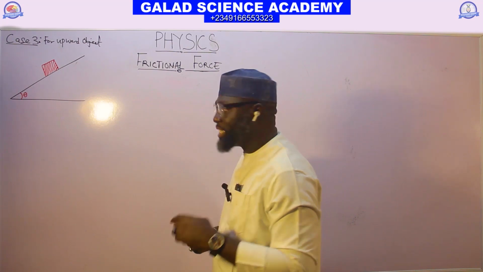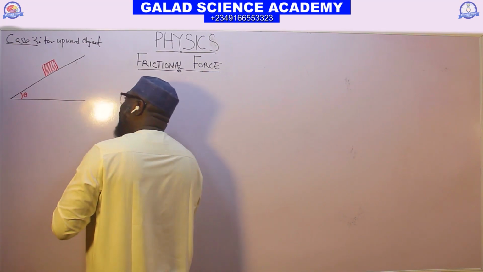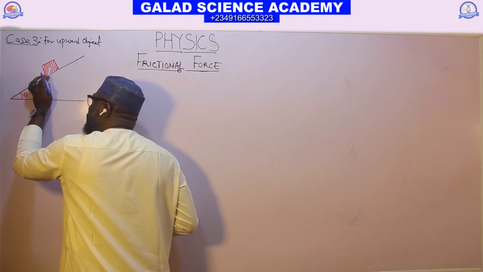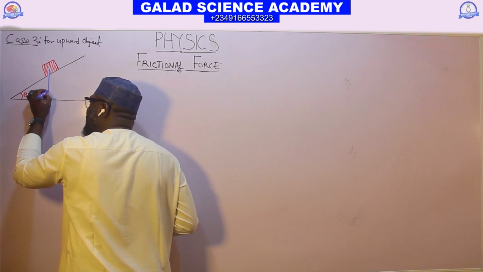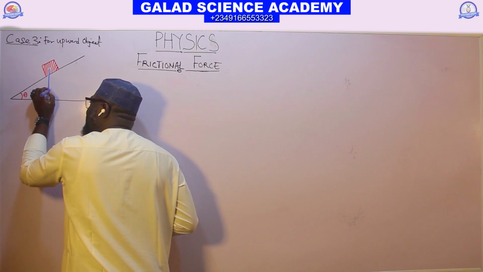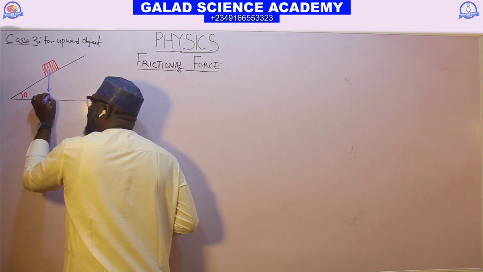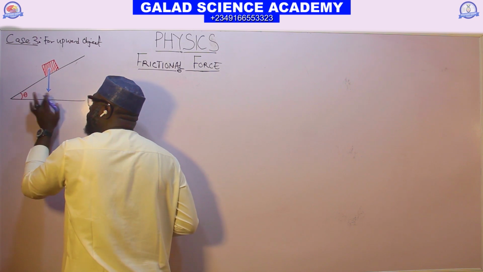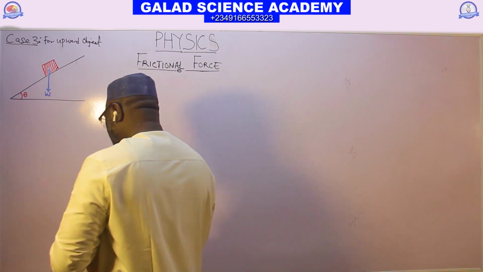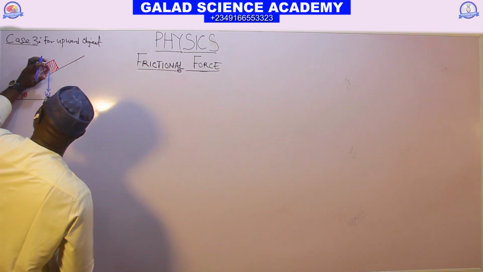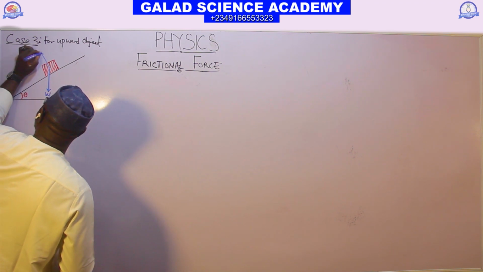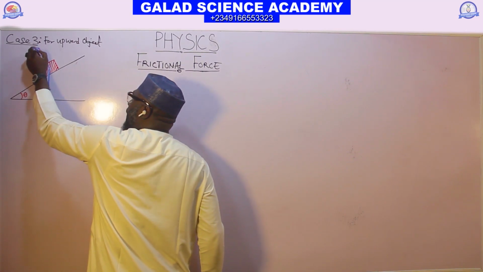Please don't forget that the weight of this body will act downward like this. The weight of this body is acting downward, which is W. And the reaction of this body will be acting upward like this. The reaction is R.